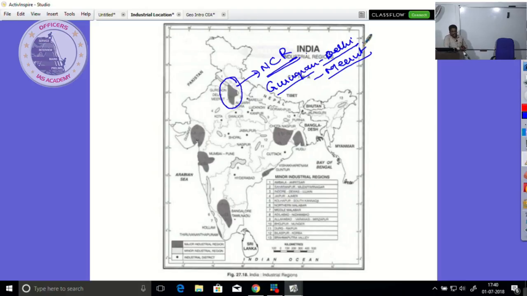See, National Capital Region is different from National Capital Territory. National Capital Territory is more of political. When I talk about National Capital Region, it is more of economic in nature. The second industrial region, you call it as Gujarat region. One major region, again, a place where the maximum number of industries are concentrated.